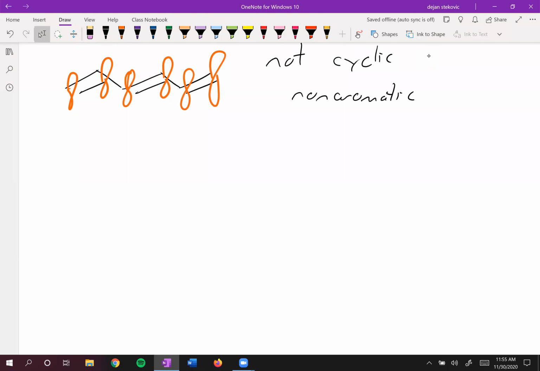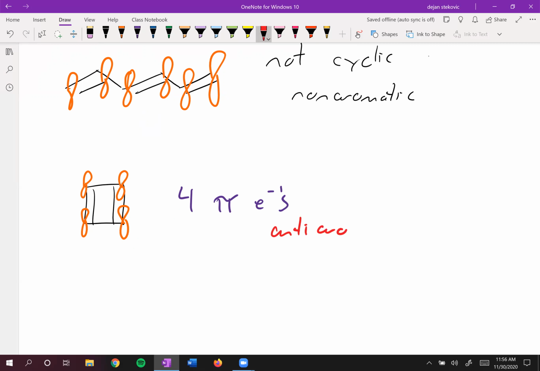Let's think about some other cyclic conjugated systems. So here we have this square, right? 4 carbons, 2 pi bonds, right? So we have this continuous loop of p orbitals. However, if we count the electrons here, we end up with 4 pi electrons. And so this fits into anti-aromatic. And so this means that this compound is highly unstable. And so for the purposes of our class, we'll call this compound unstable, or we'll call it anti-aromatic.